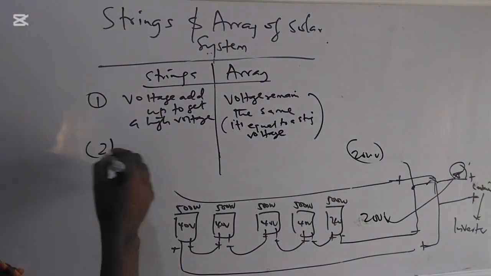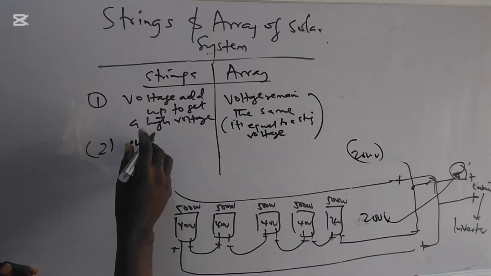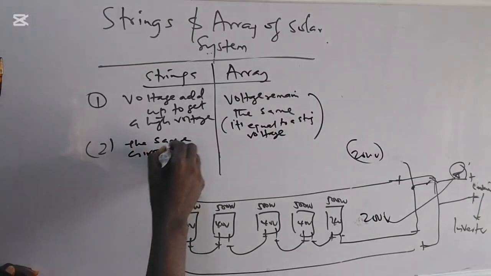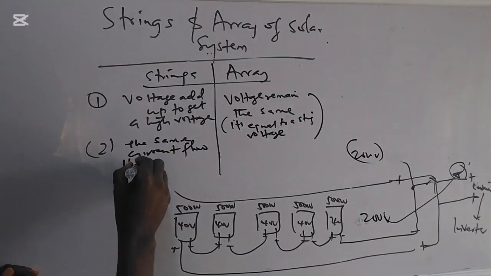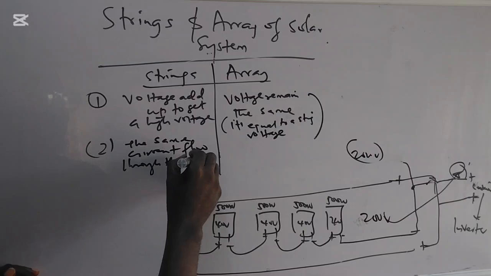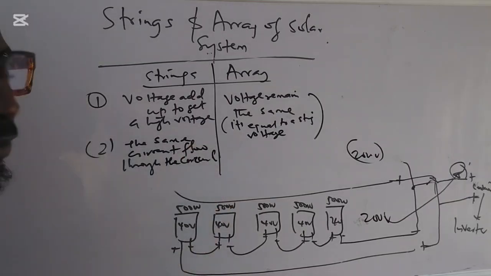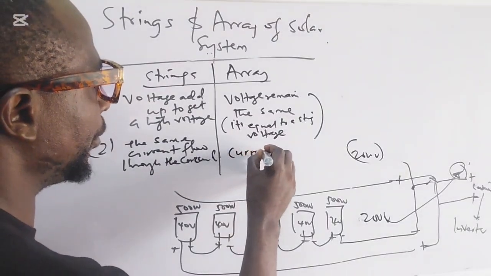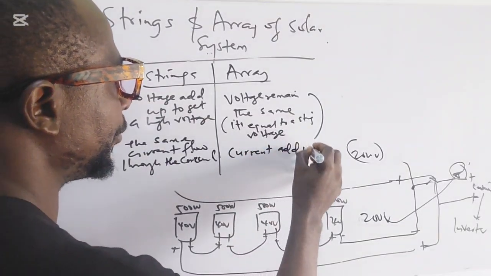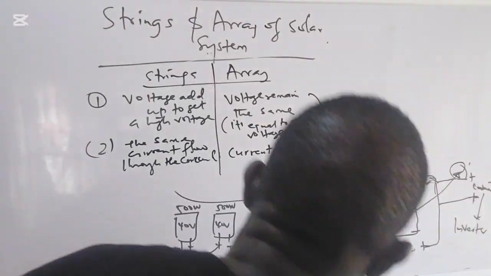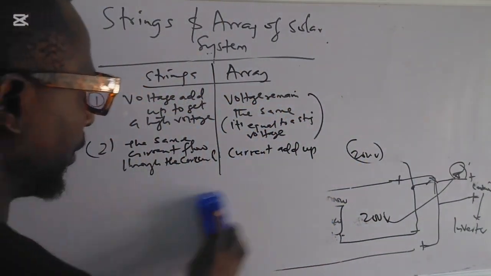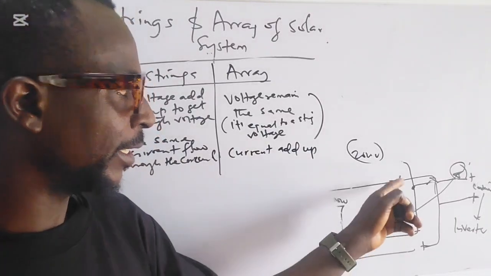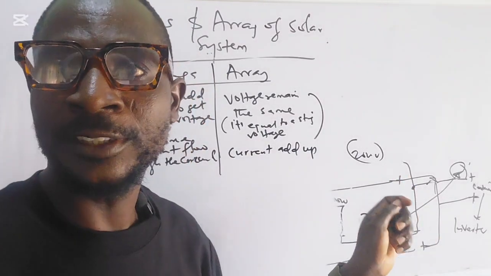Then the second one is the same current flows through the circuit. You get it? The same current flows through the circuit in a string, but in an array, the current adds up. The current 10 amps of one string and the other 10 amps in the other string add up.